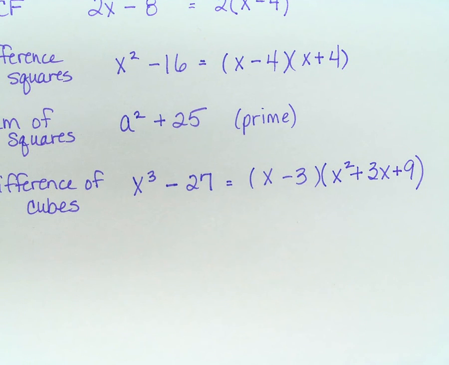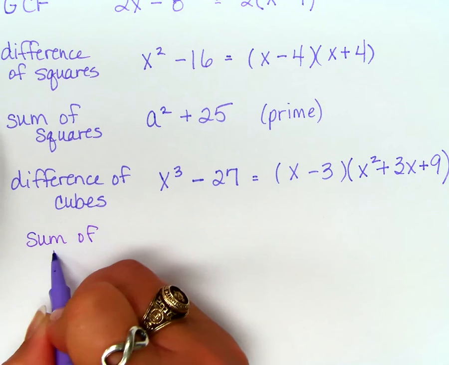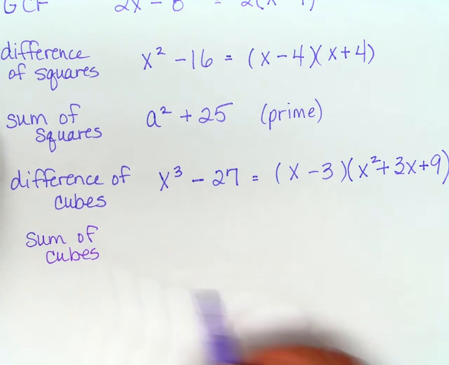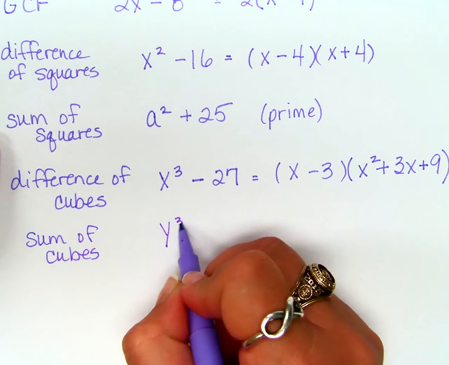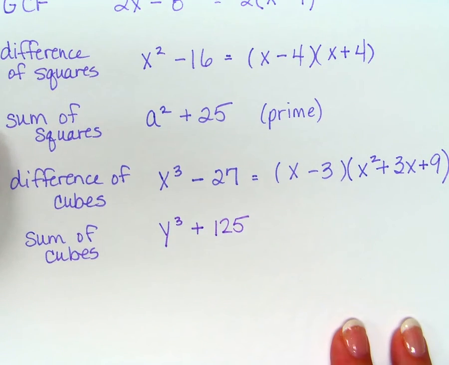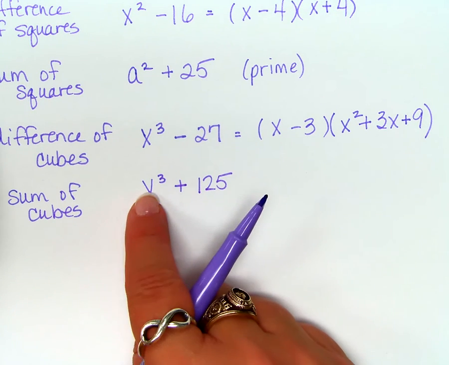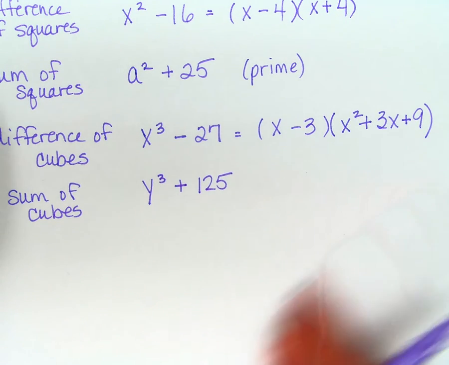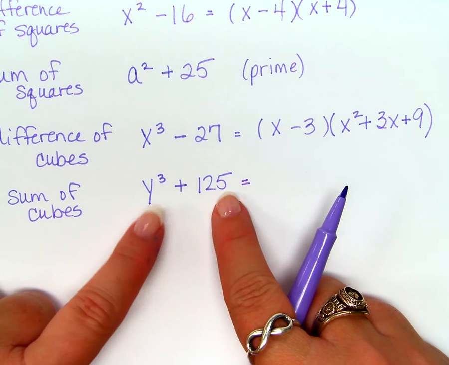What's the other thing we could factor? Difference of squares, sum of squares, difference of cubes, sum of cubes. It's not prime. It's something we can factor. So maybe y cubed plus 125. I'm trying to make these kind of easy. You know that we could have a number in front of the y cubed, right? Just trying to remind you of the pattern. But here, remember the good news about the pattern for this one?